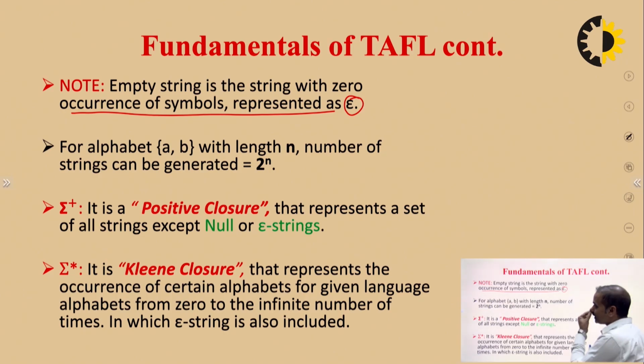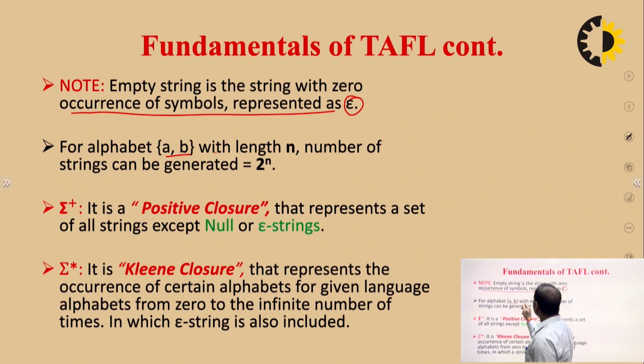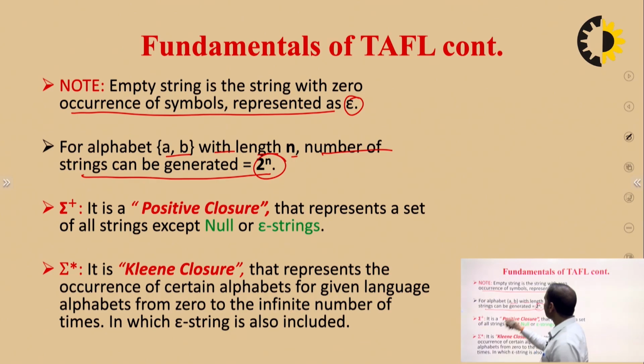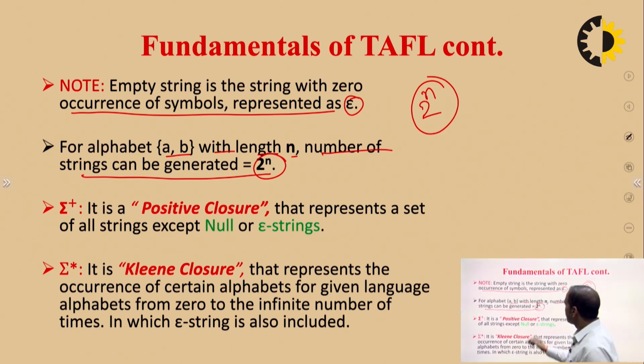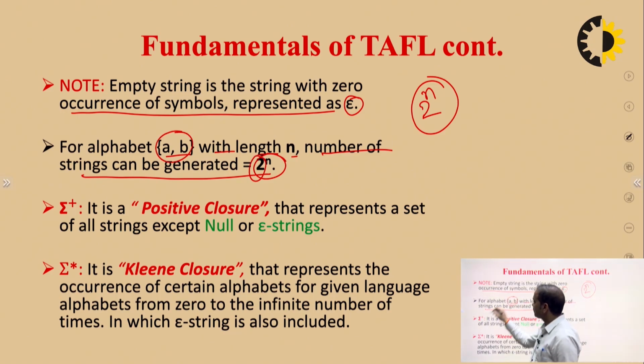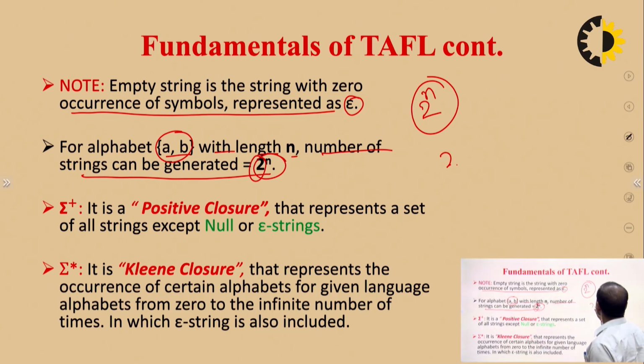Another point is, for the alphabet A comma B, the number of strings of length n that can be generated is 2 power n. That means if we want to generate strings of length n, we use the formula 2 power n. This 2 is the number of inputs. If the number of inputs is 3, then we generate 3 power n. If the number of inputs is 4, then we generate 4 power n strings of length n.